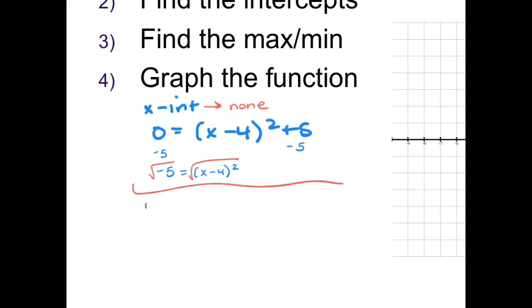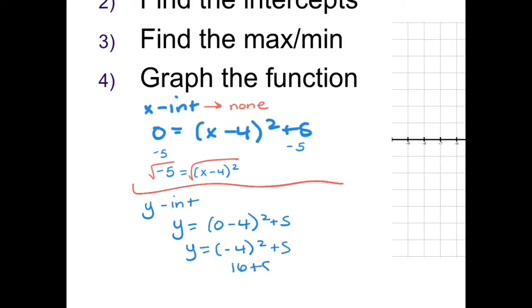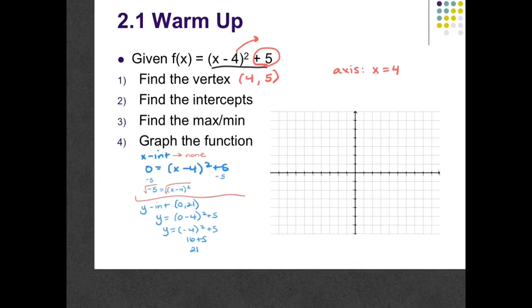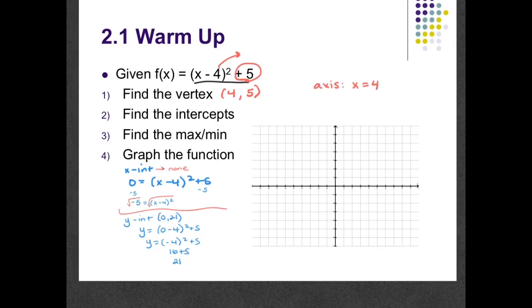Then we go to our y-intercepts, and for this, we plug 0 in for x. And I get y is 21. Then it asks me for my max and my min, because this is a parabola that opens upward, and I know that because it's positive here. I know that this has a minimum, and the minimum is the k, or the y coordinate of my vertex. So the minimum here is 5.